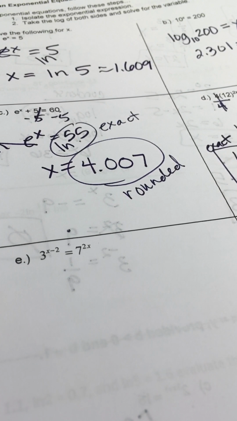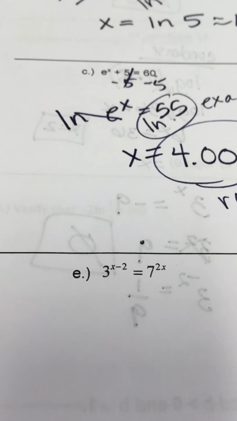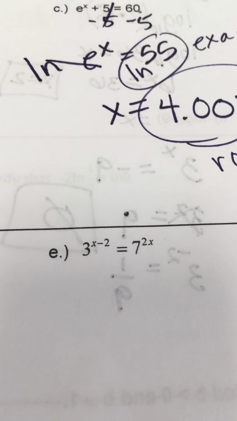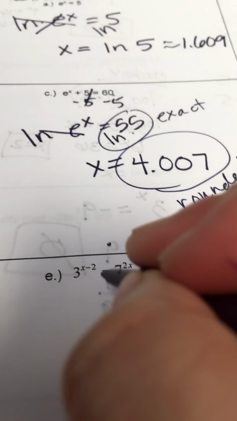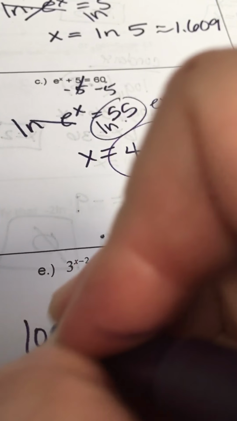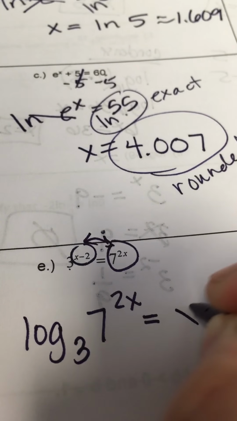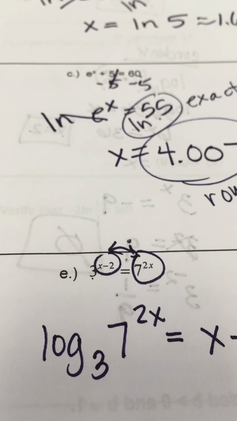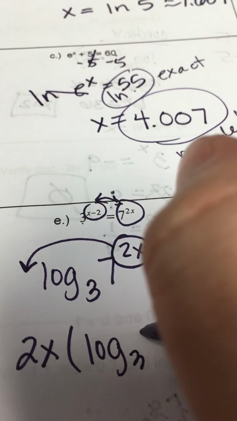All right, next one. When you have two of them that are not the same, you don't know where to start. I can't break a 7 down into a 1 and a 7. That doesn't help. Change it into a log. So log base 3 of 7 to the 2x. So that switches with that. All right, doing some of our properties. This one moves to the front. 2x times log base 3 of 7.